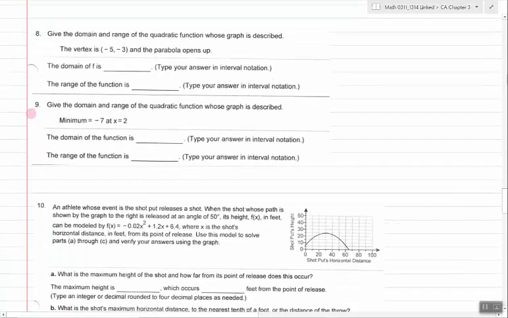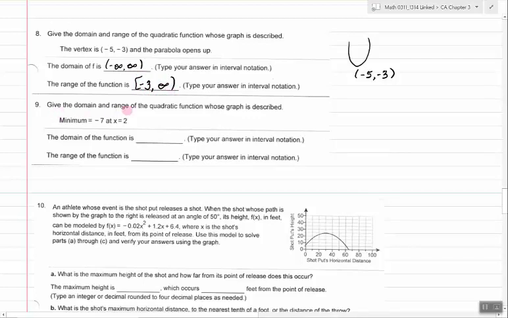So numbers 8 and 9, we're not going to have to do very much work here. We're only going to figure out the domain and the range from what's given. This one says the vertex is negative 5, negative 3, and it opens upward. It is helpful to me to visualize it. This is the point negative 5, negative 3. The domain is always negative infinity to positive infinity. The range, bottommost y to topmost y, is negative 3 to infinity.